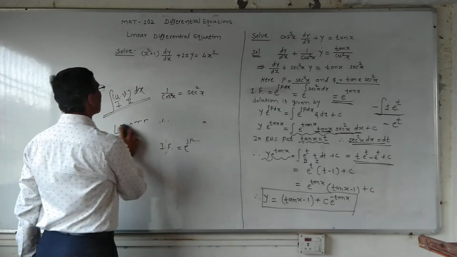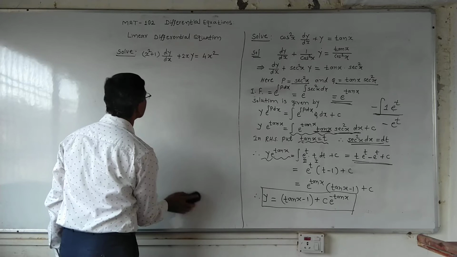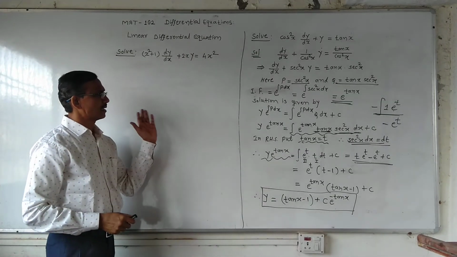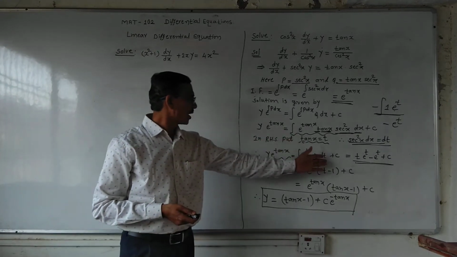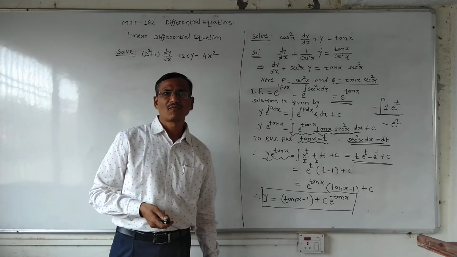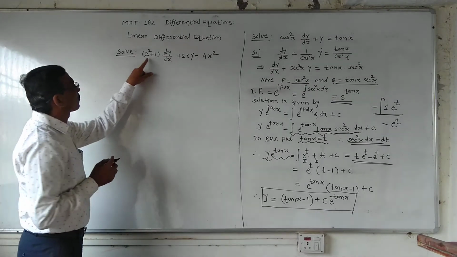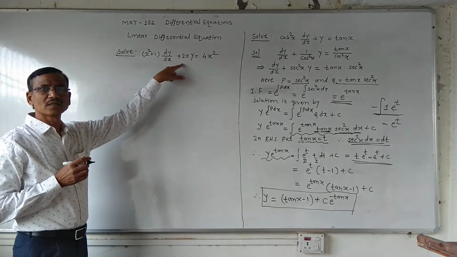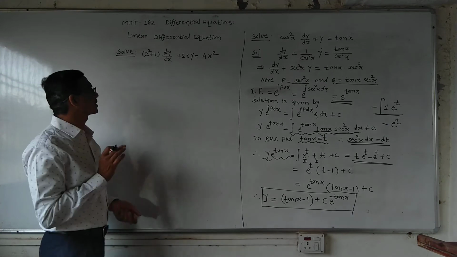Then we shall solve one more problem, which is simpler than this. This is also simple, but we require the method of integrating by parts and substitution also. Now the next problem is x square plus 1 dy by dx plus 2xy is equals to 4x square.